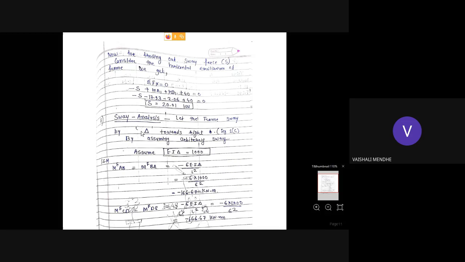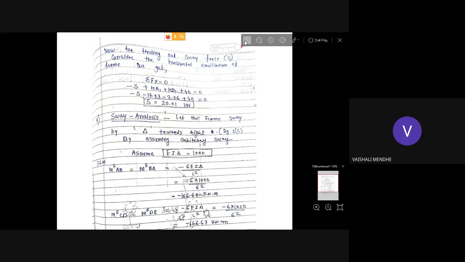So the second part is, we will assume that the frame will sway by delta towards right. Column AB is a vertical column, so that will get deflected towards right by an amount of delta, as you can see in the figure. By assuming an arbitrary sway, we assume an imaginary sway here. There will be displacement only in the column members, there will be no displacement in the beam member BC. So how much displacement have we assumed in column AB?